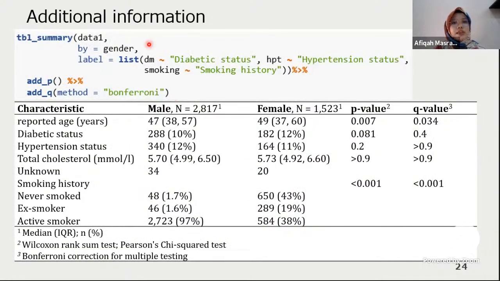And in this example, I'm showing the additional information for p-value and also adjusted p-value. So in this case, I changed the list.